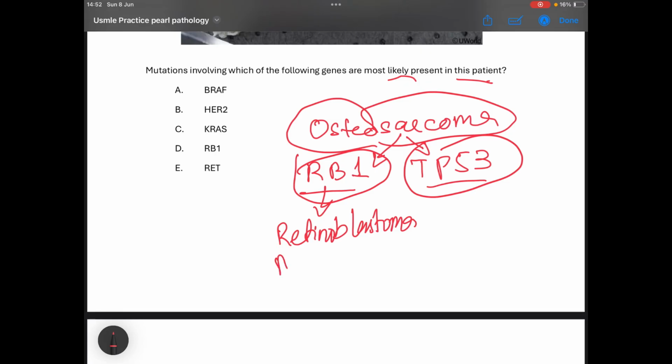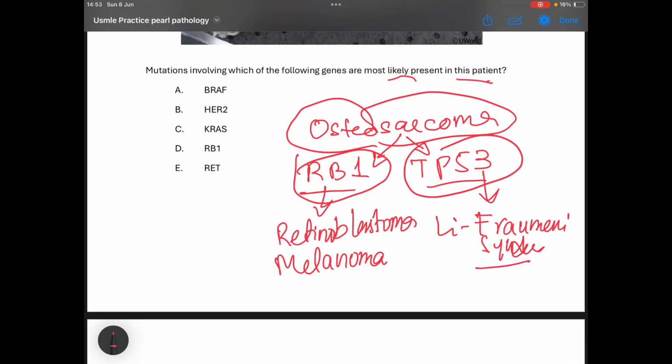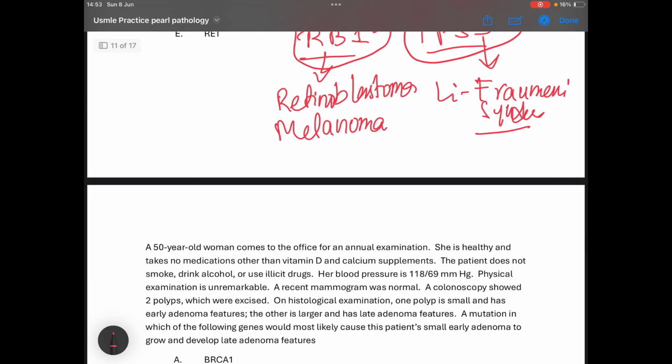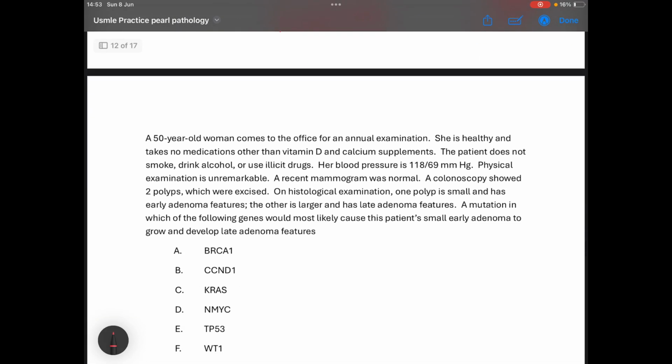Stromatidine polygen 1, melanoma, and osteosarcoma. And the second one is TP53. TP53 is also responsible for osteosarcoma, but it is also associated with Li-Fraumeni syndrome. In Li-Fraumeni syndrome there is a high risk of multiple tumors like osteosarcoma, soft tissue sarcomas, breast cancer, brain tumor, adrenal carcinoma. So guys, now we are moving to our next question.